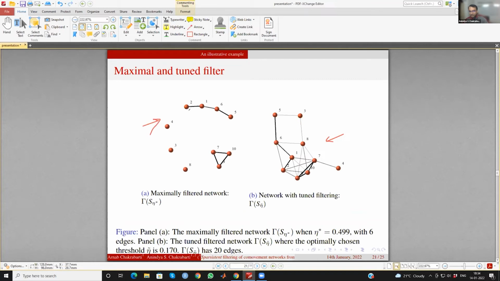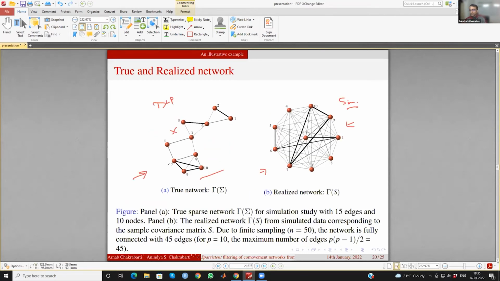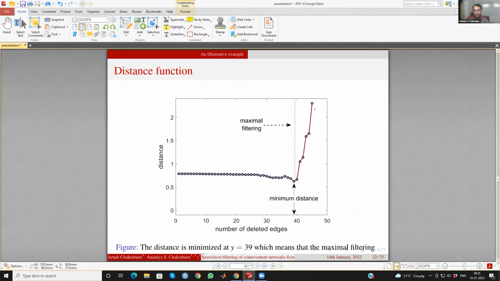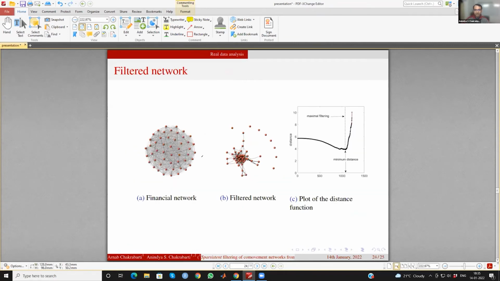The takeaway is that, for example, the maximal filtering recovers this 2, 1, 6, 5, and also this triad 7, 9, 10. Now, if you go back to the original network, this 7, 9, 10 is there, and 2, 1, 6, 5 is here. So the takeaway, I guess, is simply that it does a reasonable job, at least in terms of recovering only the strongest connections. So this is a simulated example. Now let's see some real data. I would just get into that.